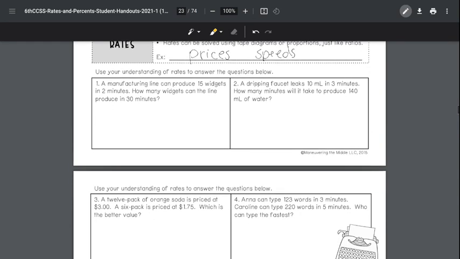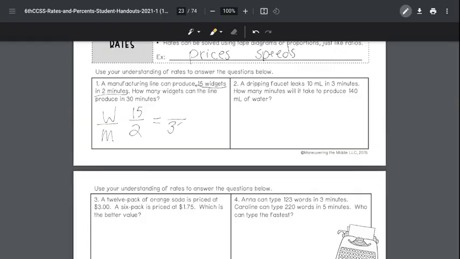Number 1. A manufacturing line company can produce 15 widgets in 2 minutes. Stop there. That's our rate. Okay? So widgets over minutes. I can make 15 widgets in 2 minutes. How many widgets can the line produce in 30 minutes?